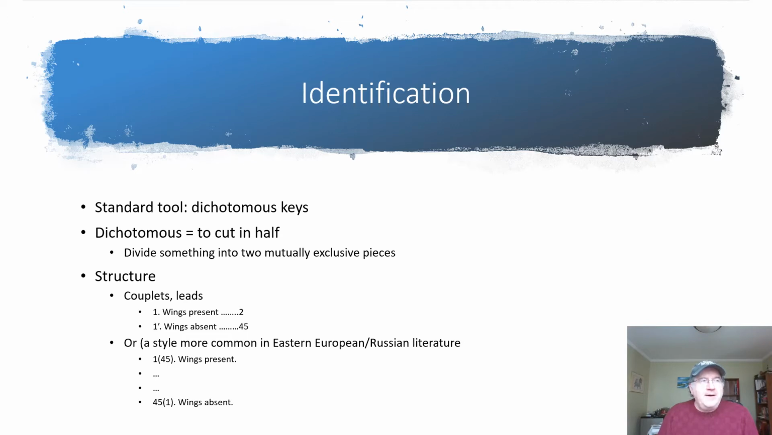The key is divided into a series of numbered couplets. And by couplet, I simply mean that there's two halves at each of these numbered steps. The halves of a couplet are sometimes called leads, although you don't really hear a lot of people using that term. They'll talk about the first half of the couplet or the second half of the couplet. And within each half, or within each lead, you are presented with a series of characteristics.